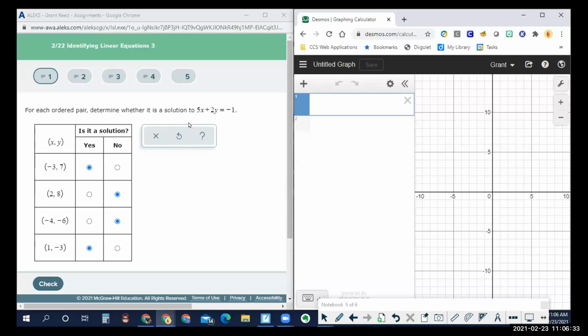So we're trying to see, does 5, and then where the x is, I'm putting parentheses and replacing it with the number negative 3, closing those parentheses, and typing in plus 2, parentheses to replace the y with the number 7. And sure enough, it's telling me that that does calculate to be negative 1. So that's the reason that says yes. Does anybody have questions about this problem? I don't want to spend too much time on it unless you guys do have questions.